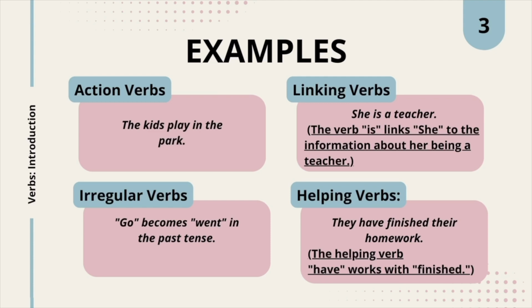Linking verbs. So here, she is a teacher. Here, the verb is links she to the information about her being a teacher. I went to the park. So here, go becomes went in the past tense. They have finished their homework. The helping verb is have, and it works with finished to represent changing tenses to represent the past tense.